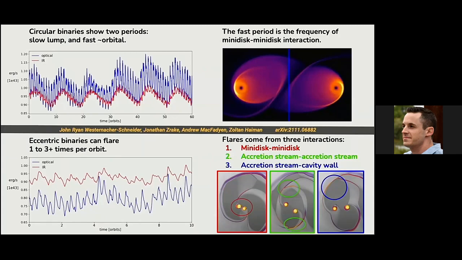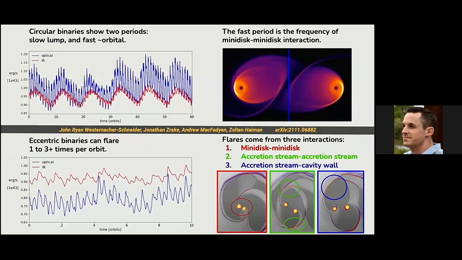So in the top half of the slide, we were doing 2D simulations of an equal-mass black hole binary. We're looking at light curves from circular binaries. And what I want to focus on here is just the frequency content in the light curves. Circular binaries show two periods: the well-known lump, which is a slower period, and also a faster period, which is almost the orbital period, which you can see here.